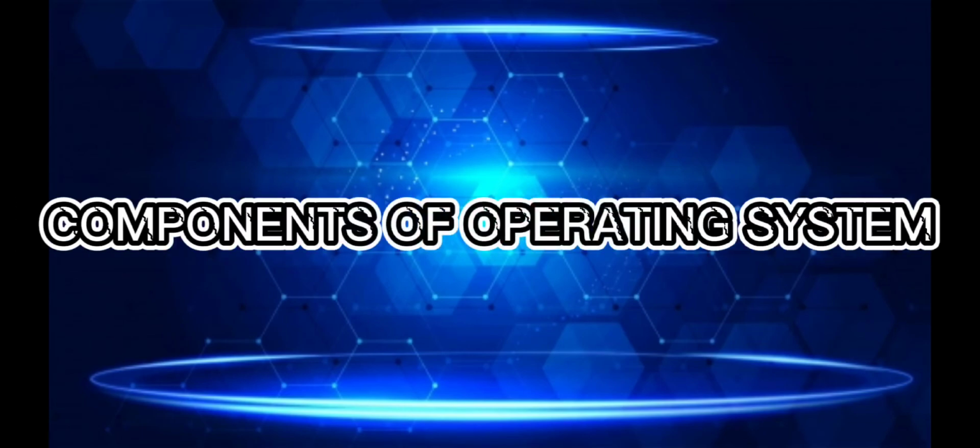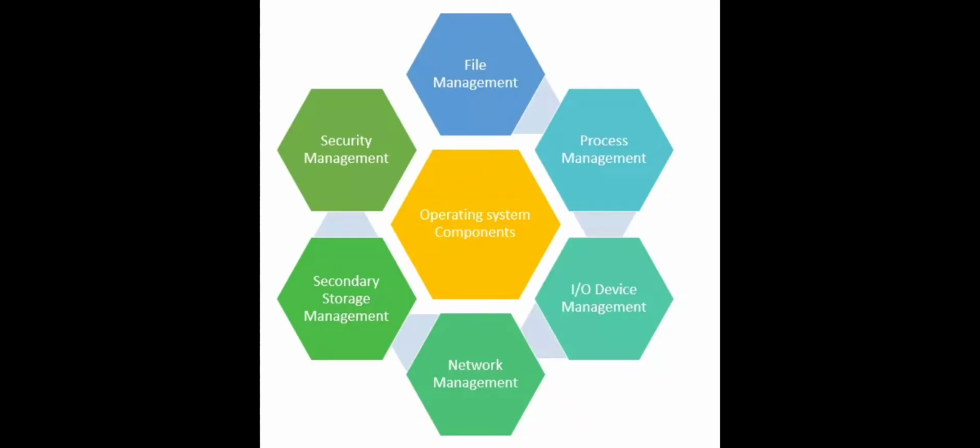Components of operating system. There are six components of an operating system, such as file management, process management, I/O device management, network management, security management, and secondary storage management.